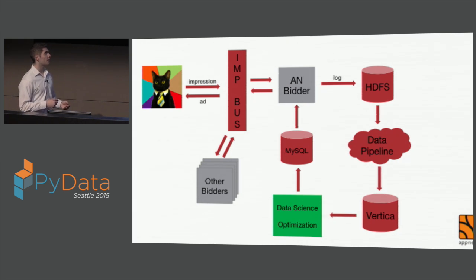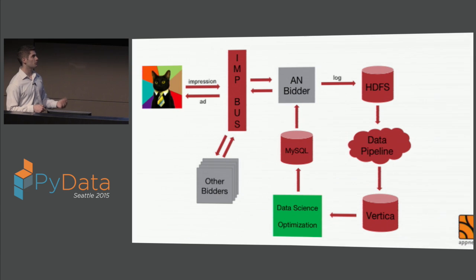From there, it's processed by our data pipeline, which basically does aggregations to store it in a consumable format for different processes on the AppNexus platform. We use a Vertica database, mostly to store this aggregated information. And then the data science and optimization portion of AppNexus, this is where we fit in here.